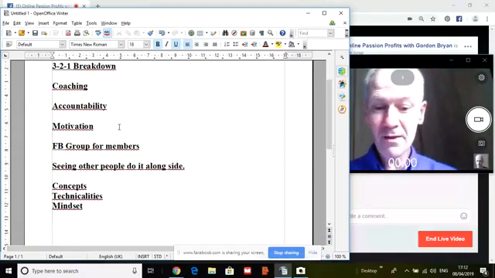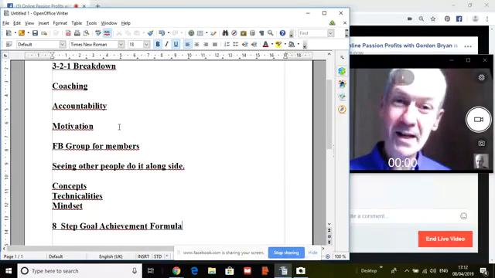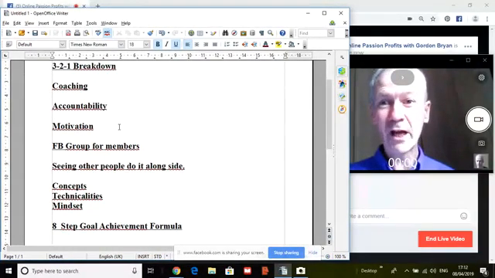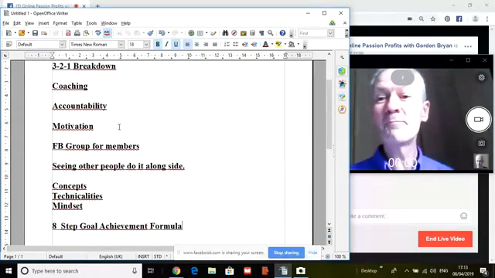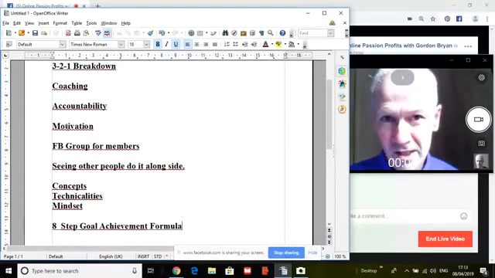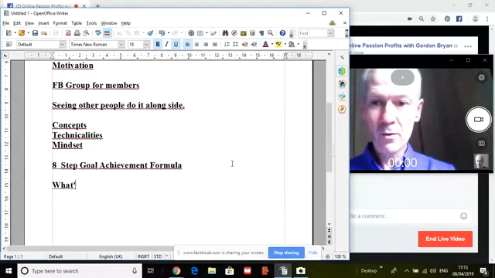So in my mindset, I might throw in my 8-step goal achievement formula. And the 8-step goal achievement formula is something else I teach separately, and I've used it several times to go into industries with no contacts and no experience and have some great adventures along the way. So that's an important part of the mindset side of things, and the coaching side of things, and the motivation side of it.